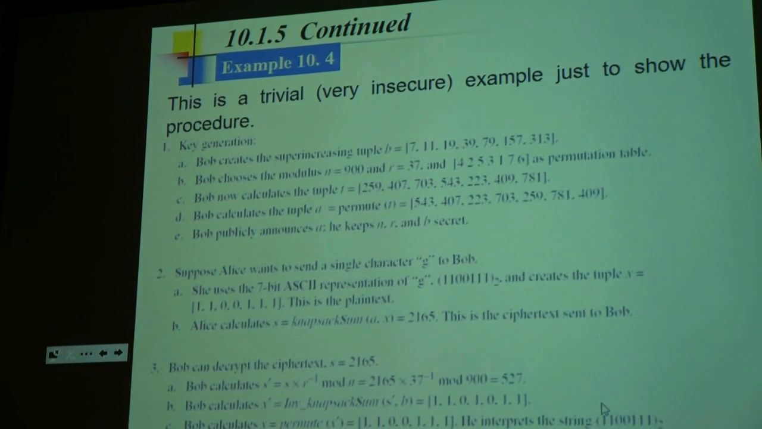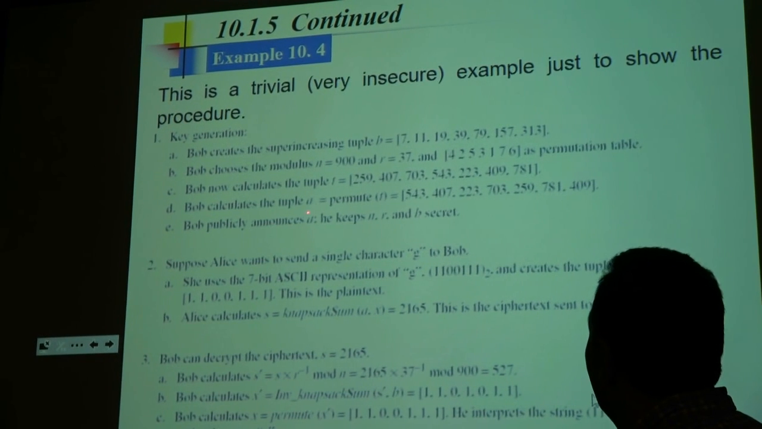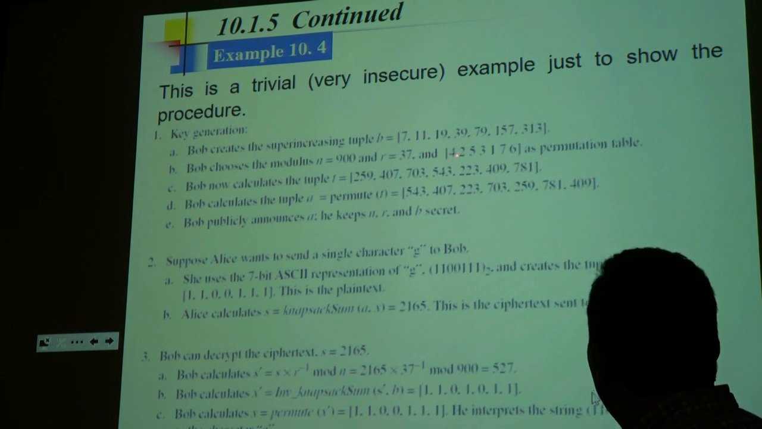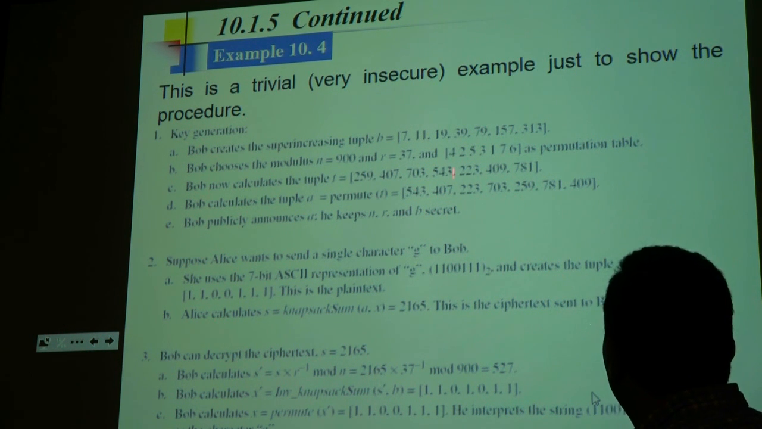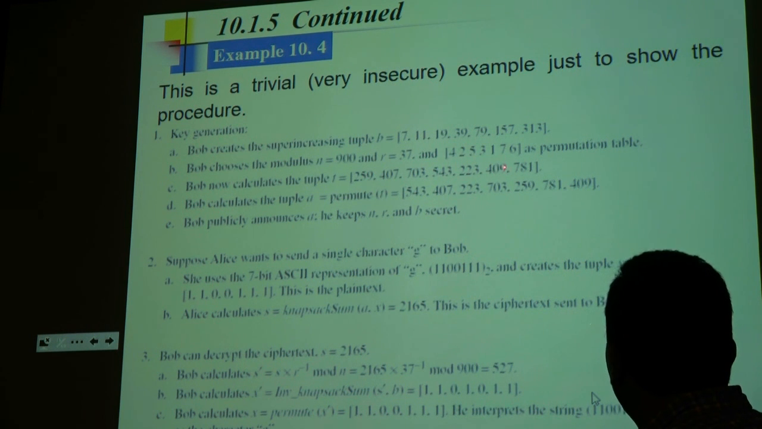Alright? This algorithm, right? Then Bob calculates the tuple A, which is a permutation of T. So this is T. You have to permute it. The first one we start with is number 4. Where is number 4? 1, 2, 3, 4. 4 becomes first. The second one is number 2. Where is number 2? 407 becomes second. Then 3, then 5, I'm sorry. 1, 2, 3, 4, 5. 5 is 409, for example.